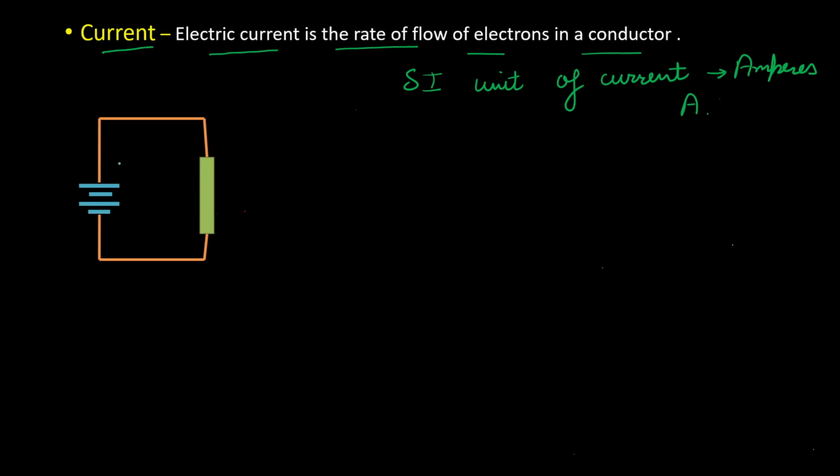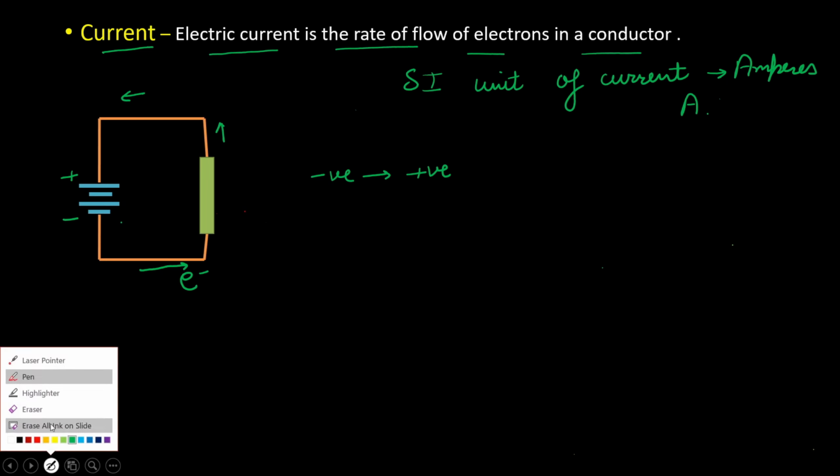How does the current flow inside a conductor? Let us suppose there is a battery, or you can say an electromotive force. This is the positive terminal of the battery and this is the negative terminal. The electromotive force aligns the electrons in the same direction and they start to flow. Electrons flow from the negative terminal towards the positive terminal of the battery, and that results in the production of conventional current.